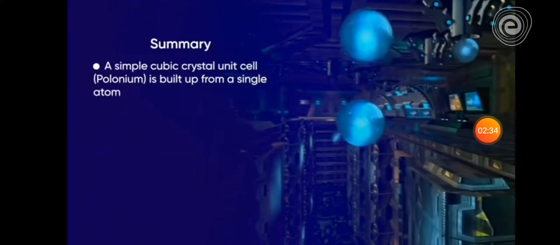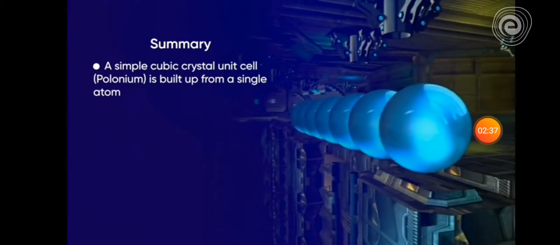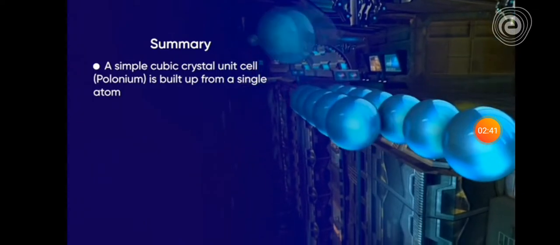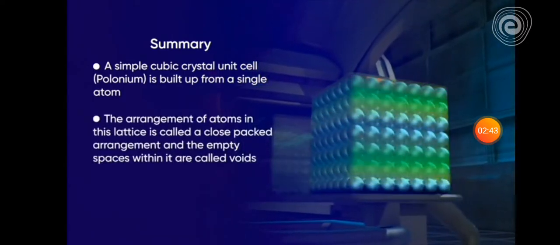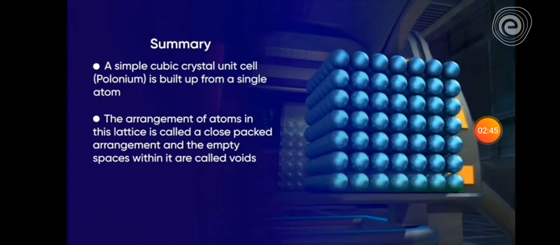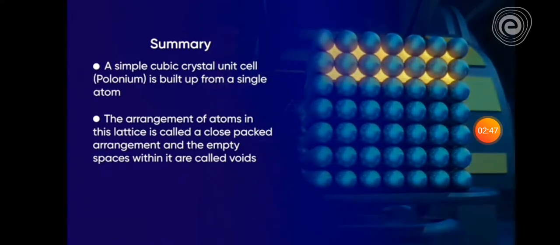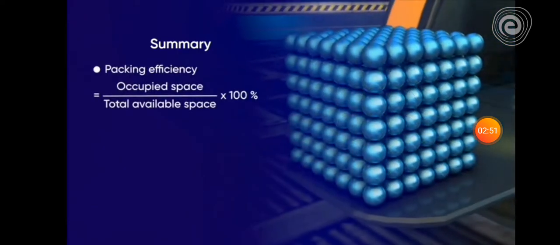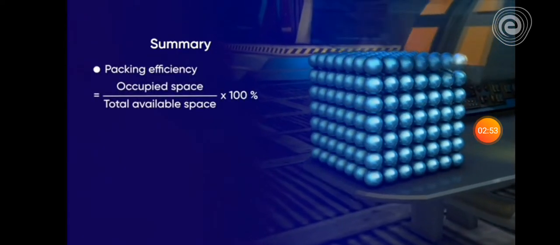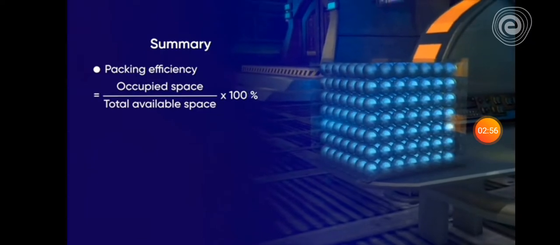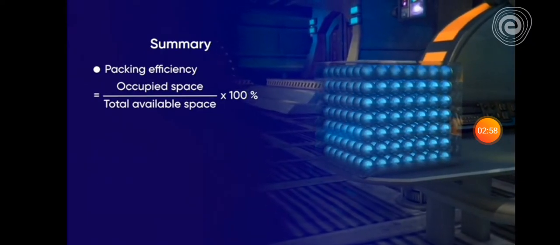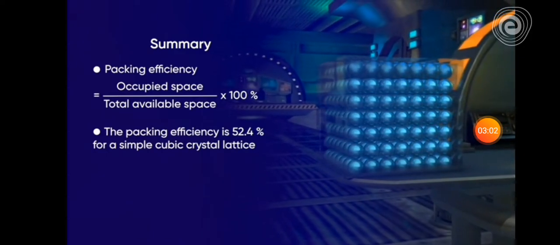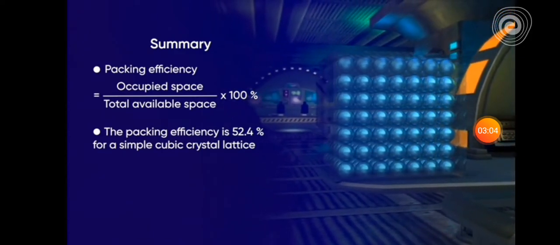We have studied how a simple cubic crystal unit cell, like that of polonium, is built up from a single atom. The arrangement of atoms in this lattice is called a close packed arrangement, and the empty spaces within it are called voids. The packing efficiency is the ratio of the occupied space to the total available space in a crystal lattice. It is found to be 52.4% for a simple cubic crystal lattice.